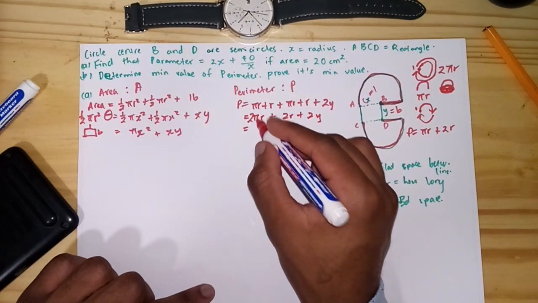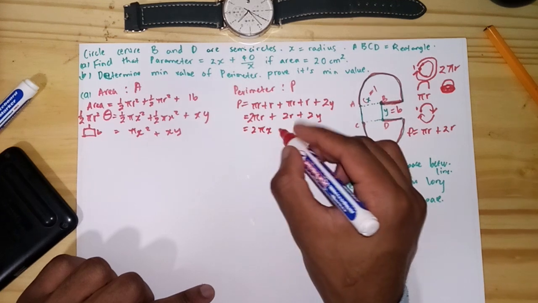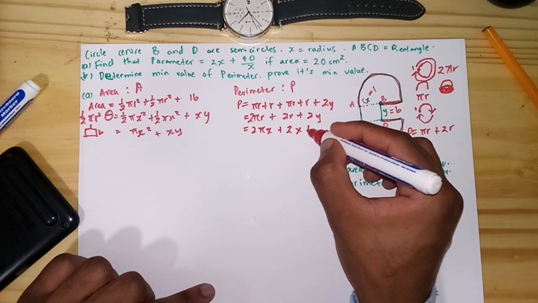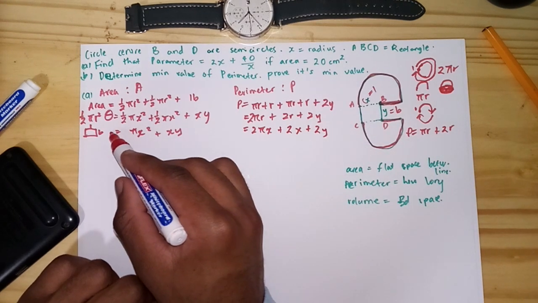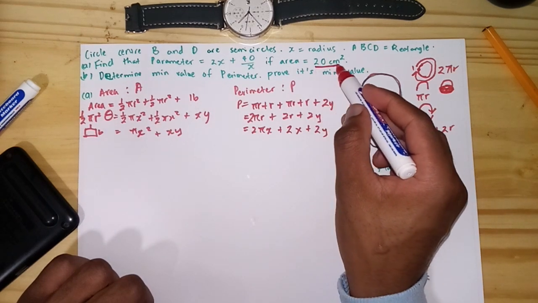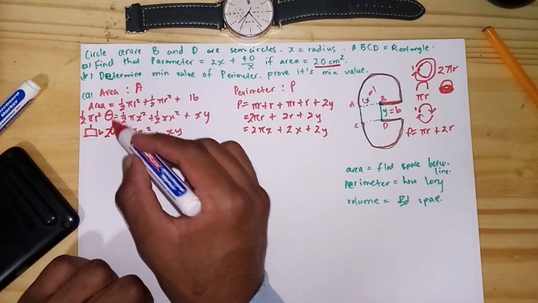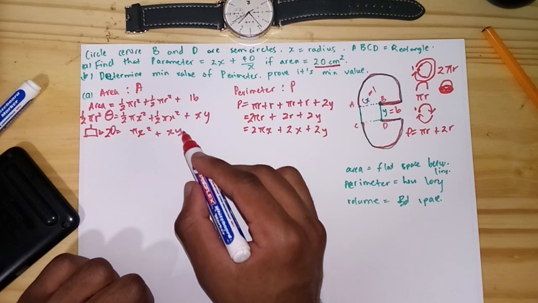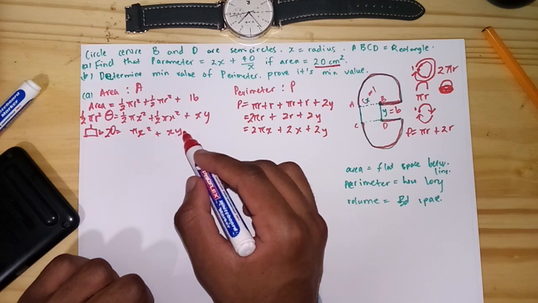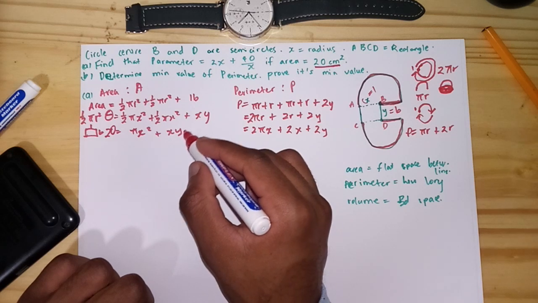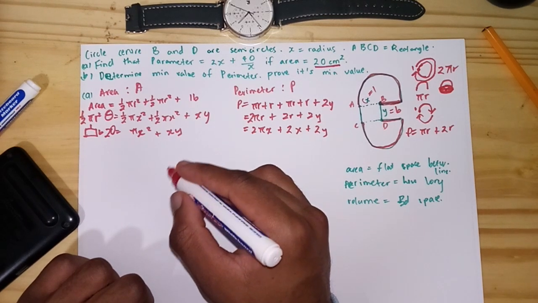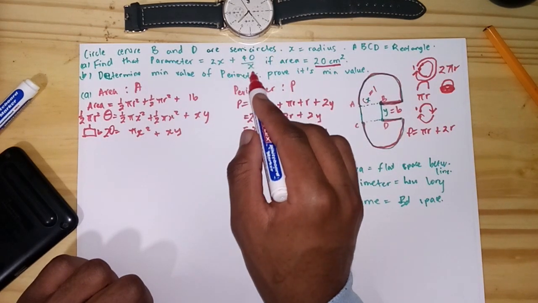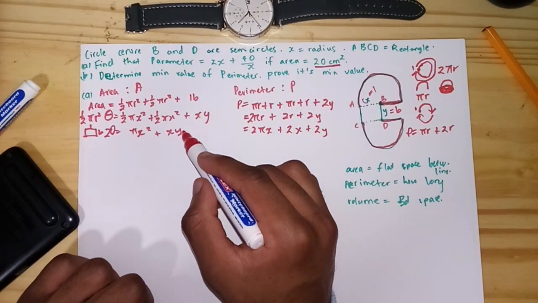Okay, so what's 2 pi r? 2 pi r is basically 2 pi x, plus 2x plus 2y. Now I want you to remember the area that we were given was 20 centimeters squared. I forgot to write it here. So what you want to do in terms of simplification is to have only the variables that you find in the given formula. In the given formula, you have 2x plus 40 over x. There's no y there. So you want to get rid of y.